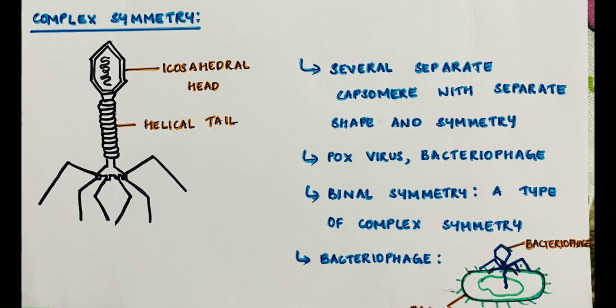Complex symmetry: some viruses are more complex, being composed of several separate capsomeres with separate shape and symmetry. They have a combination of icosahedral and helical symmetry. Examples include poxvirus and bacteriophage. Binal symmetry is a type of complex symmetry. The most complicated viruses in terms of structure are some bacteriophages which possess an icosahedral head and a helical tail. Such a structure is called binal symmetry.